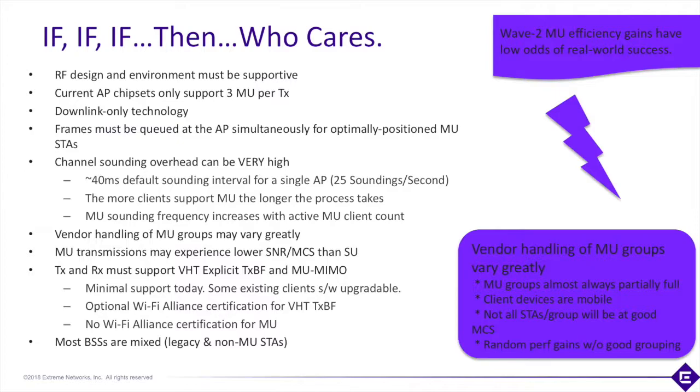So ultimately, multi-user MIMO is a whole lot of ifs, and then at a certain point we just don't care anymore. Things like the RF environment must be supported. The frames must be queued up at the AP simultaneously. So the AP has to have these transmissions sitting in its queue for optimally positioned multi-user stations. The stations have to be separated out by enough space in order to work. Of course, we know that the channel sounding overhead is very high. You're talking about 25 times a second when multi-user. So a lot of overhead.